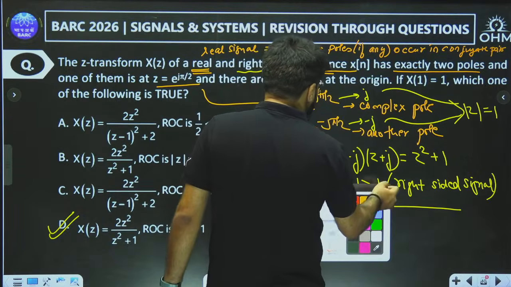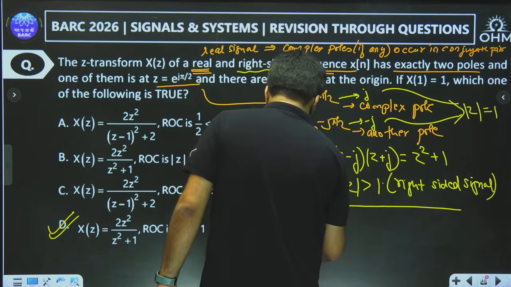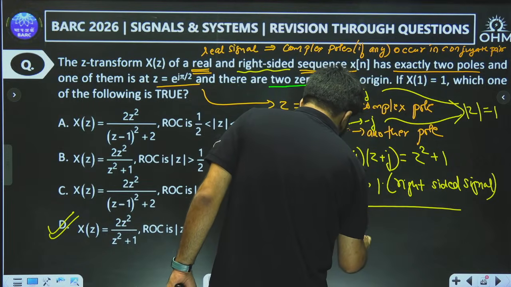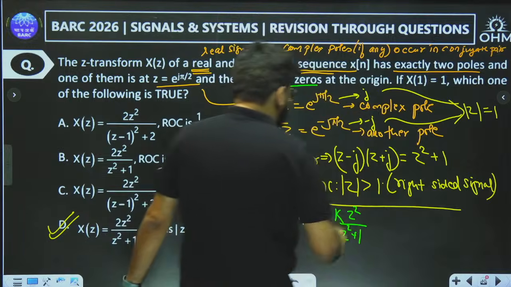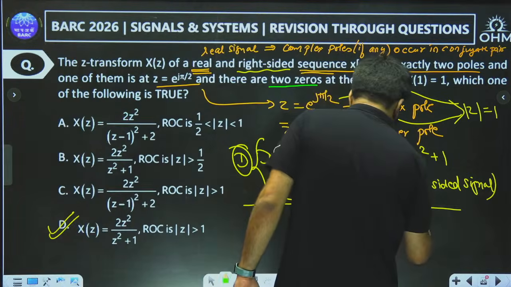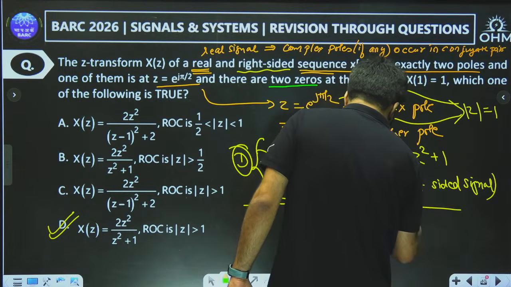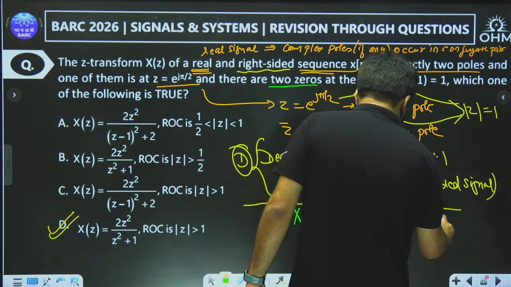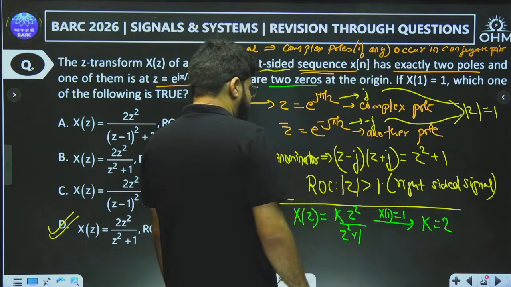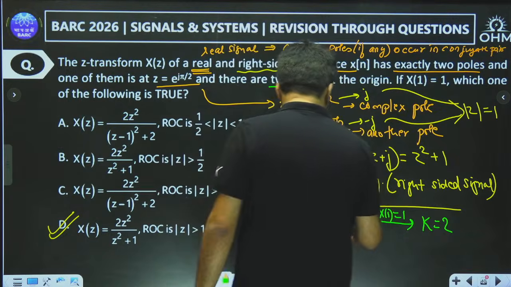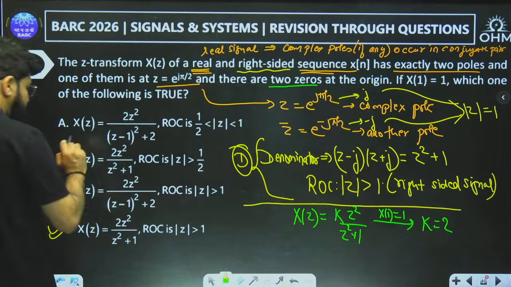There are 2 zeros at origin, so 2 zeros at origin means z square. The denominator I already got, and some constant multiplier, some gain k may be there: k z square upon z square plus 1. Further, what is given? X(1) equal to 1. That means at z equal to 1, the answer should be 1. Solving this, we get k equal to 2, because if you put 2 into 1 by 2, then you will get the answer as 1. So 2z square upon z square plus 1. Completely satisfied.